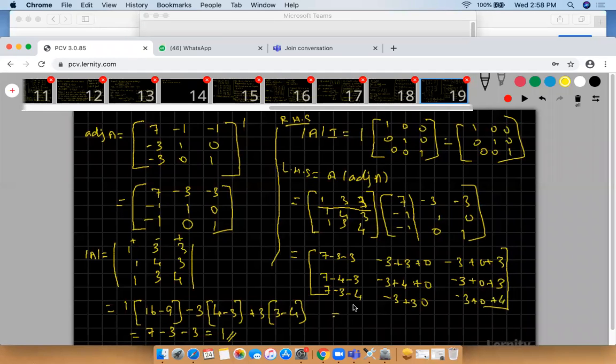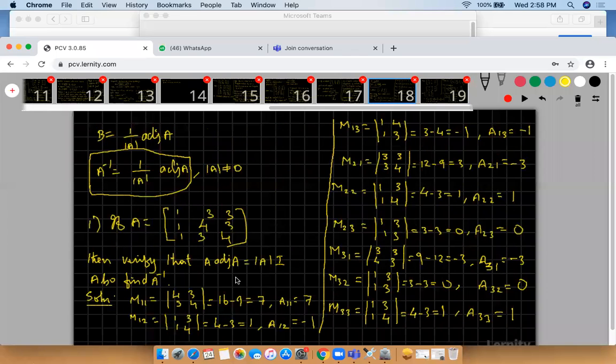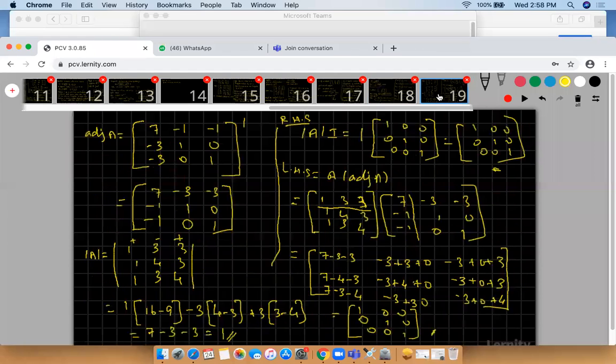Now look at that, you will get it. This is 1, 0, 0, 0, 1, 0, 0, 0, 1. Look at that, this is your LHS. Here your RHS is also identity, LHS is also identity. So therefore, what is the answer? Your A into adjoint of A equal to determinant of A into I. So therefore this is equal. Are you okay? Your LHS and RHS both are equal. Okay, please take that. We will go for the inverse of a matrix.